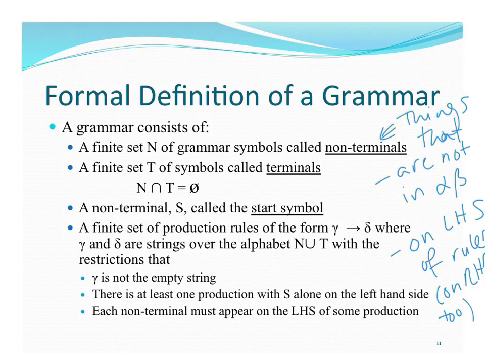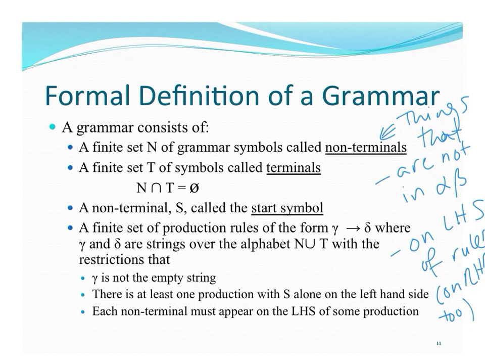We also have a finite set of symbols called terminals. These are going to be the letters in our alphabet that we're using in our language. And our non-terminals and terminals have nothing in common. One of our non-terminals will be called the start symbol. It doesn't always have to be the letter S, though we will often use the letter S. And then we need a set of production rules. Notice that we say finite. You can't have an infinite set of production rules. And they take the form that we've seen, where it's gamma arrow delta.